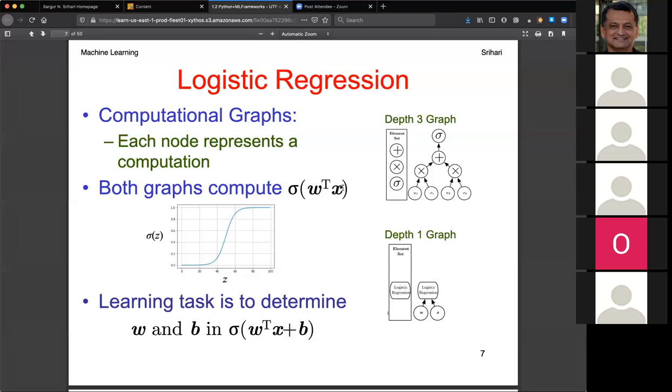W transpose X scalar multiplication is to multiply the corresponding elements of W and X, and then you add them all up. And so that is exactly what is happening here. And we take the result of this addition and send it to this node here. We call these nodes. And nodes represent a computation. So this node, or a value, the value.